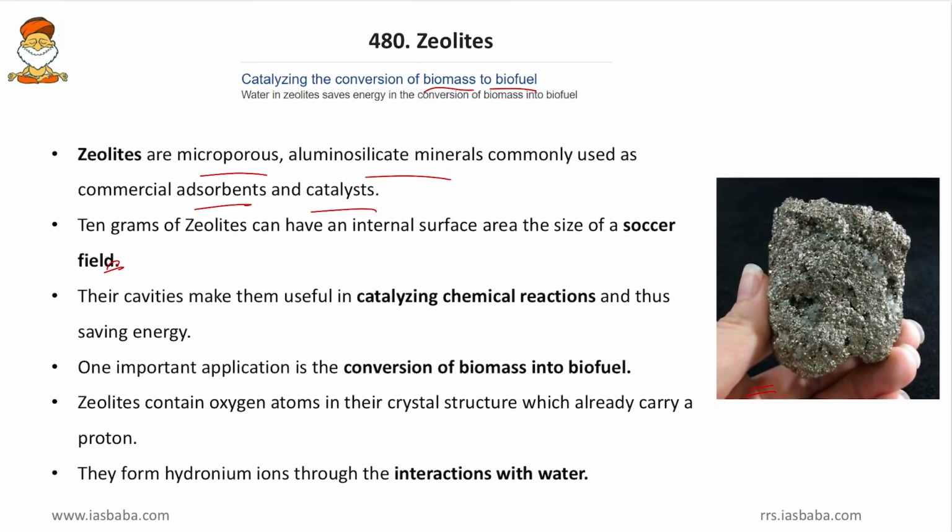Then their cavities make them useful in catalyzing chemical reactions and thus saving energy. So instead of giving high energy, if we introduce the chemicals into these pores, then these pores will create a small environment wherein the chemical reaction can occur smoothly. Then one important application is conversion of biomass into biofuel. We will see how biomass is converted into biofuel and how that is facilitated by these zeolites. Then zeolites contain oxygen atoms in their crystal structure, which already carry a proton, and then they form hydronium ions through the interactions with the water.